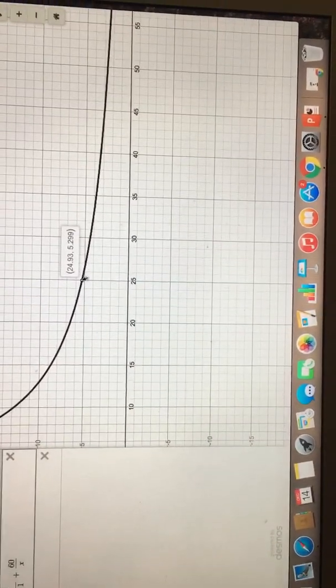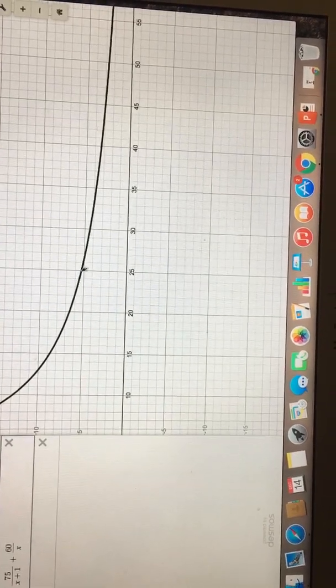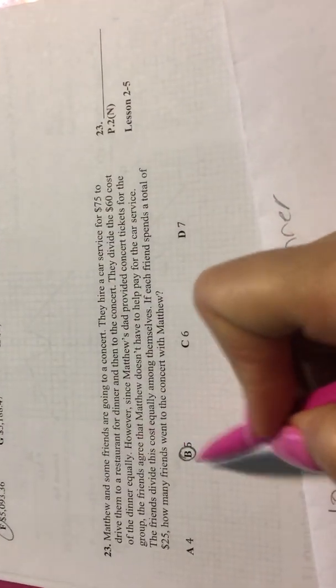So like I said, we round off because we're talking about persons, people, and it's 5. So now we come to our answer choices, and as you already see, we have 4, 5, 6, and 7, and I already have circled 5 as our answer. So that is how you solve these types of problems.